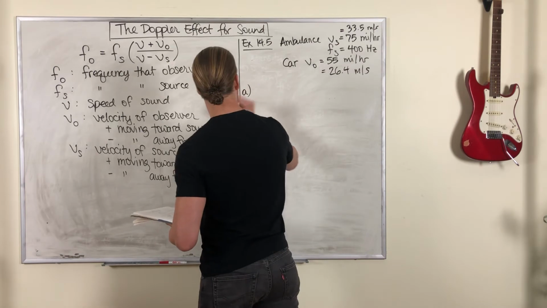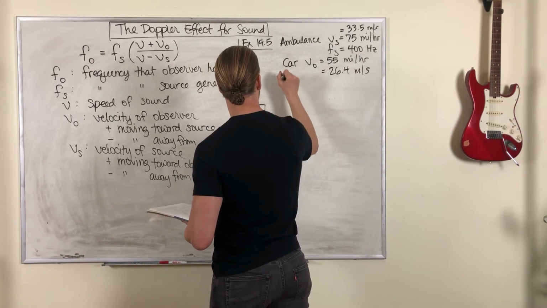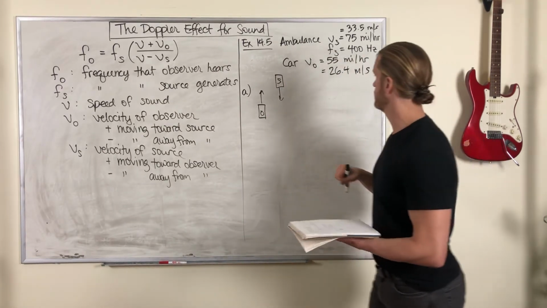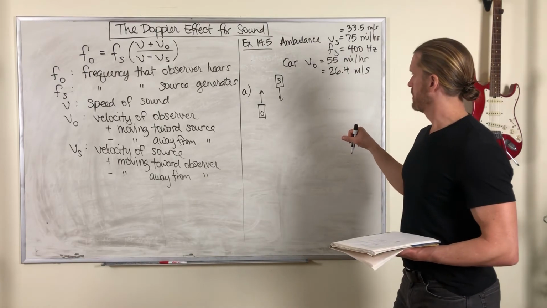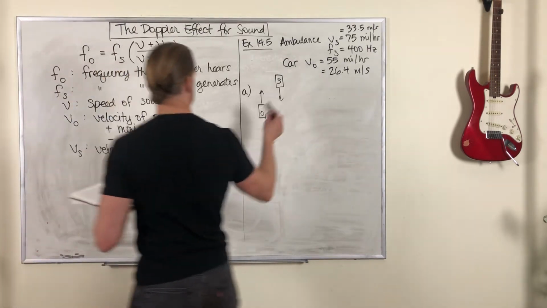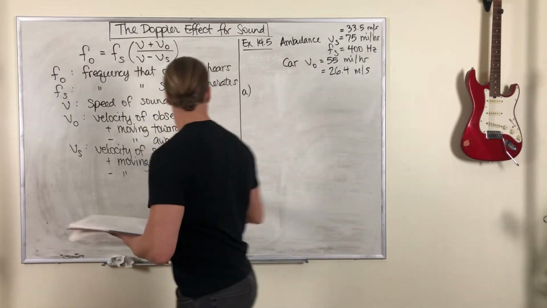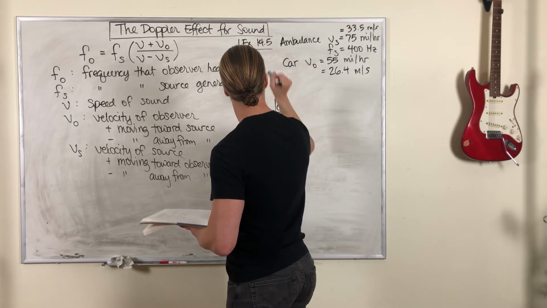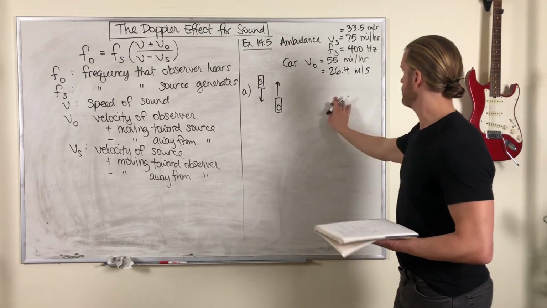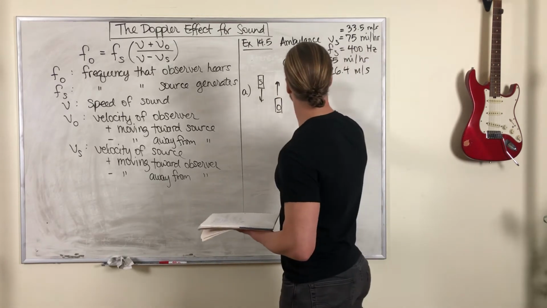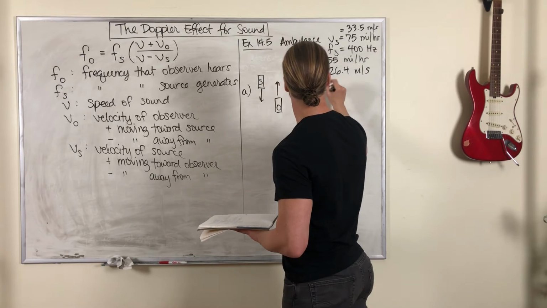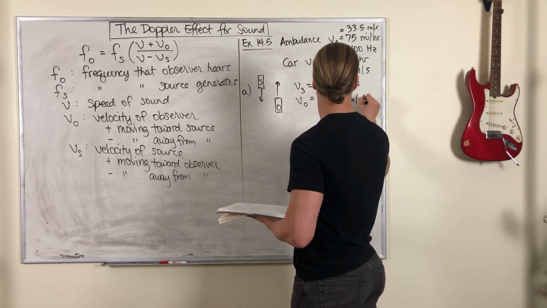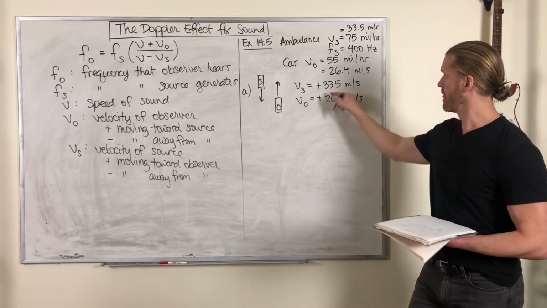Okay, so first scenario, the two vehicles are approaching one another. I guess if we're driving in the US, they would be approaching each other like this, driving on the right side of the road. So when they're approaching, we say that Vs is positive and Vo is positive. They're both approaching each other, so both of these velocities are positive.